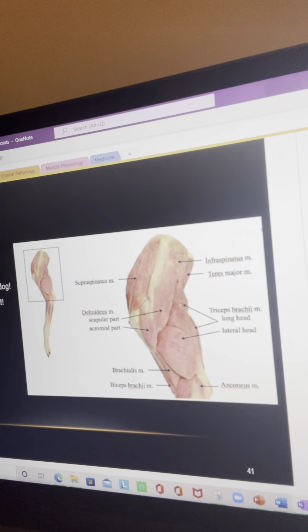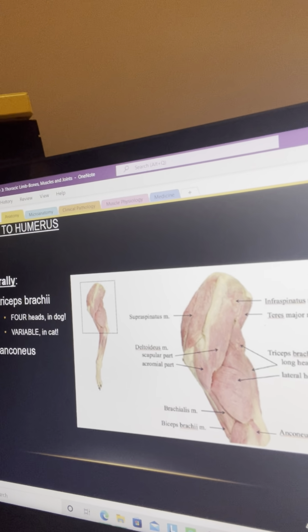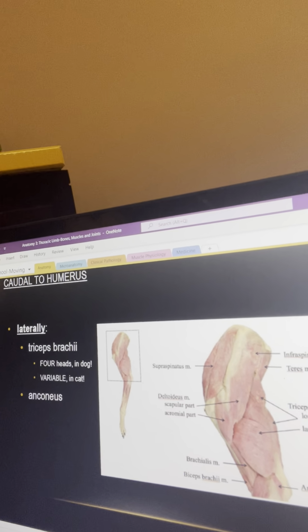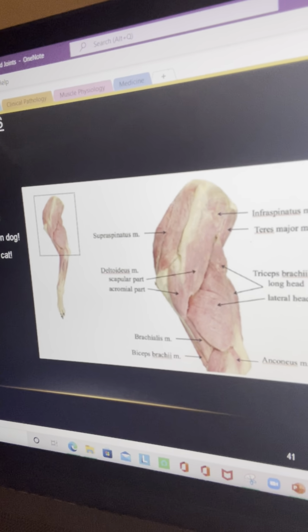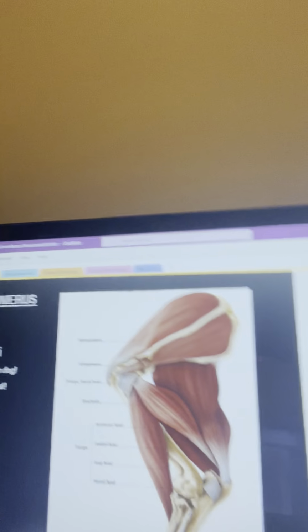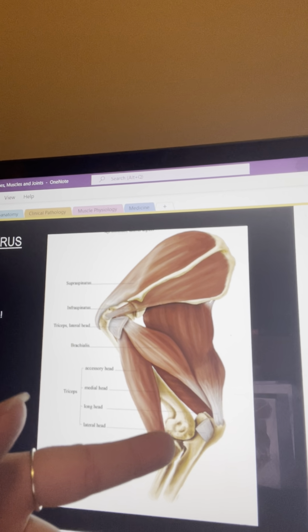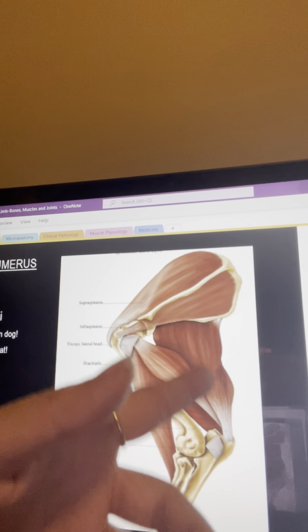So laterally, we have the triceps brachii with the 4 heads in the dog, and then we have the anconeus here. So again, 4 heads. We have the triceps brachii long head right there. We have the lateral head here. And then we also have the anconeus here. This is all from the lateral side, but caudal to the humerus. And then here's actually all 4 heads. We have the accessory, the medial head here, and then we have the long head here, and then the lateral head is right there. It's just cut off.